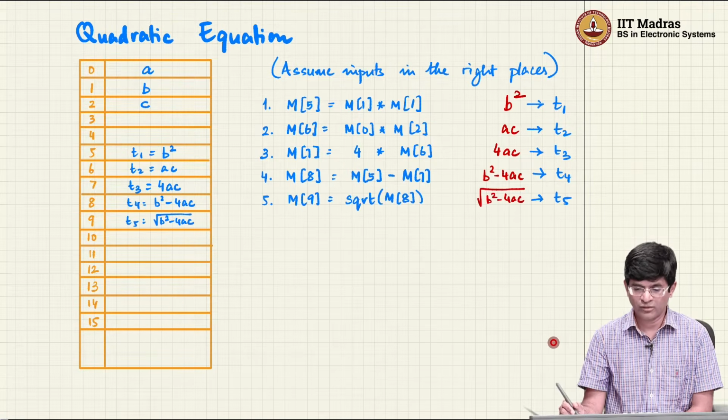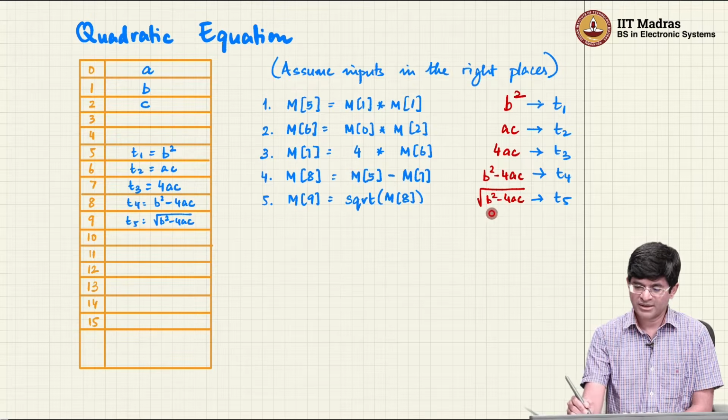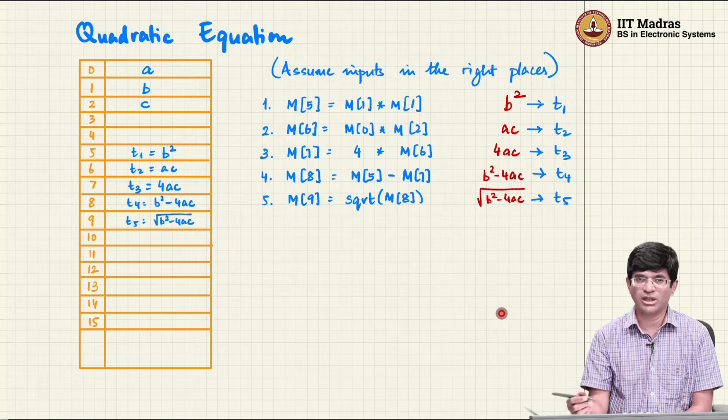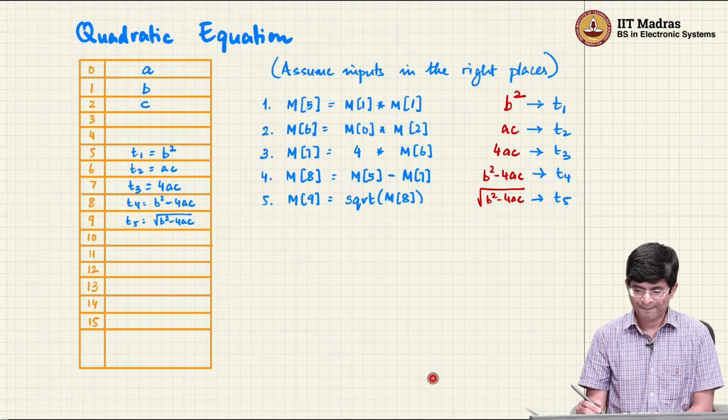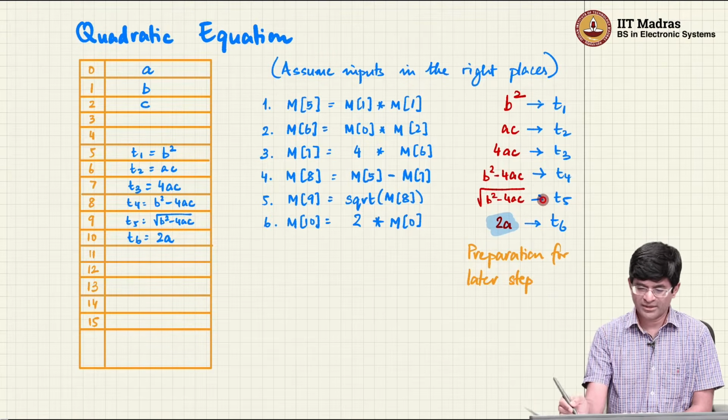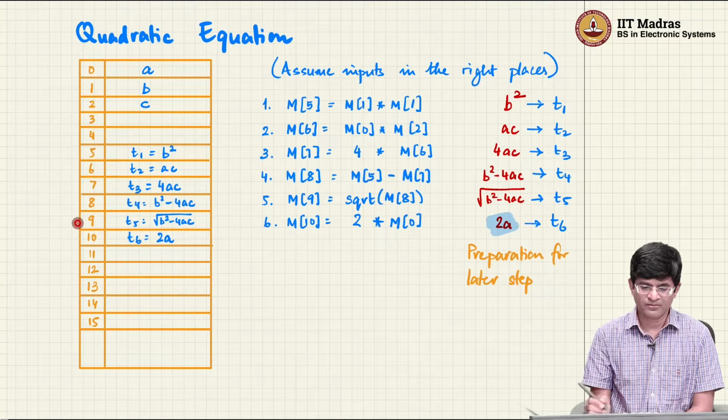Move forward, M9 takes the square root. So here I am assuming that I have some kind of hardware that's capable of performing a square root, right. If I did not, then I would need to figure out how to compute square roots using maybe some iterative procedure or some formula or something else, which actually would be a set of steps on its own. For now, I am assuming that my hardware is capable of performing a square root directly. So the square root of b squared minus 4ac is now sitting in T5, which is basically M9.